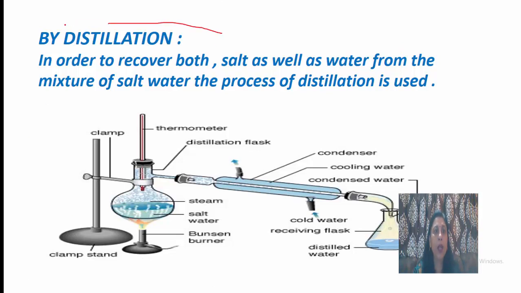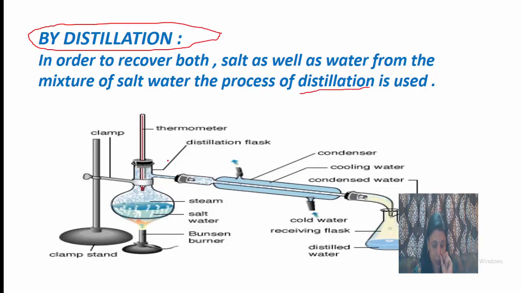Now the earlier method of evaporation which we studied separates salt from water. What happened when we heated the solution, the water evaporated and salt was left behind in the China dish. But suppose we have to recover both, means salt को भी recover करना है और water को भी recover करना है, तब हम क्या करेंगे? In that case, we'll use the process of distillation.